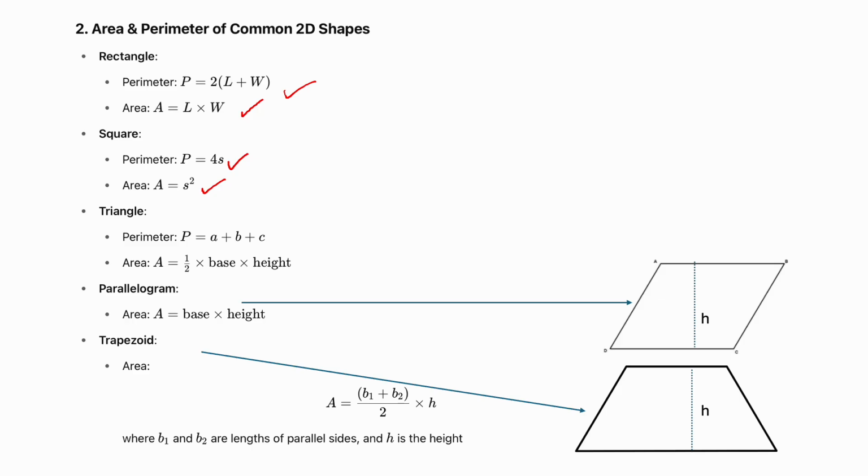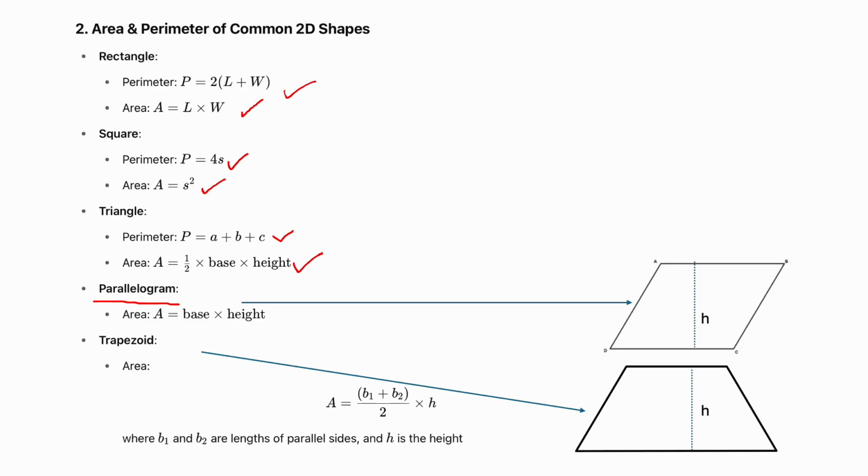Next we have the triangle. To find the perimeter, just add all 3 sides, here a, b, c, and that is the perimeter of a triangle. And for finding the area, you need the base and the perpendicular height. If you have to find the area, you find the base of the triangle and the height, and use the simple formula: area equals half times base times height.